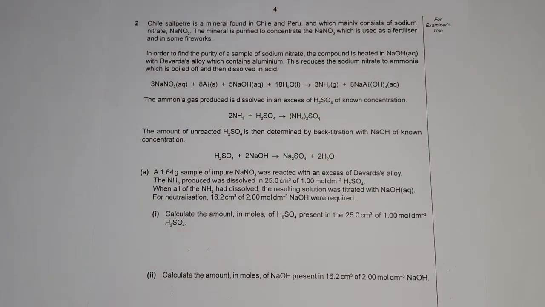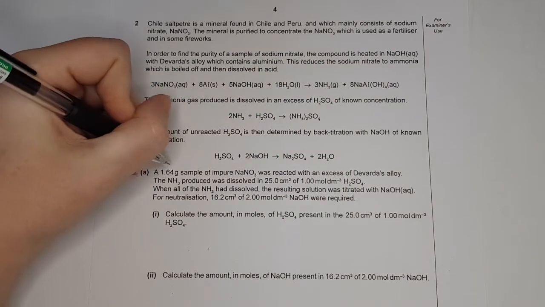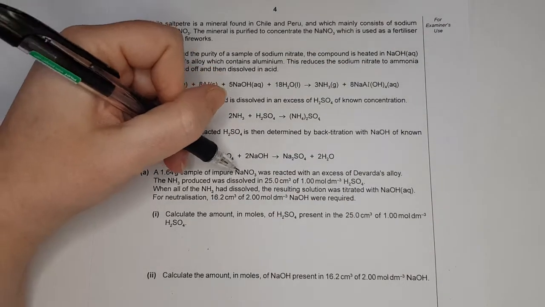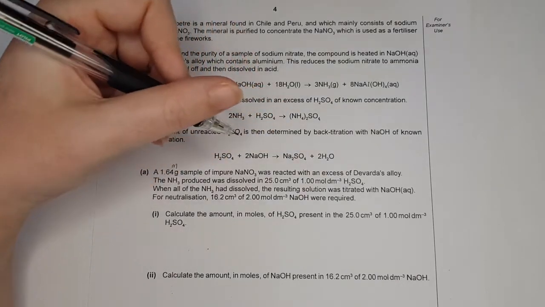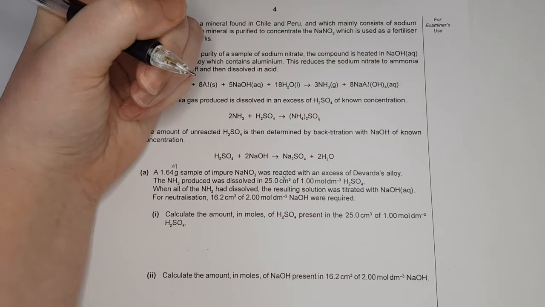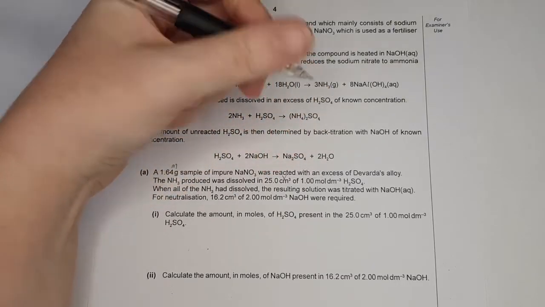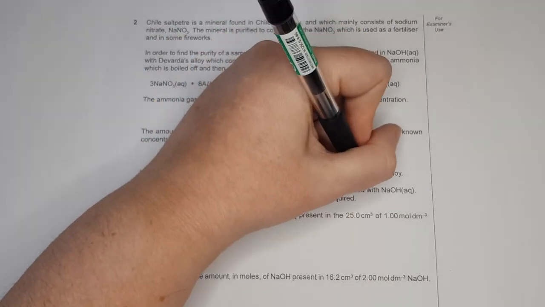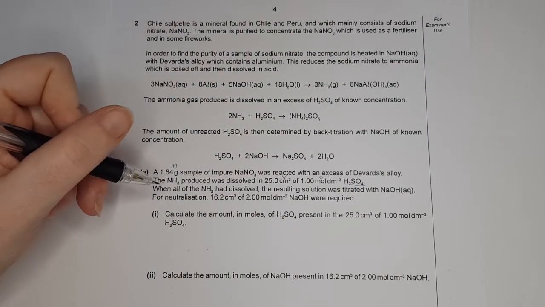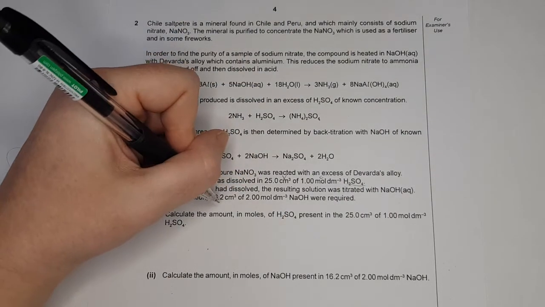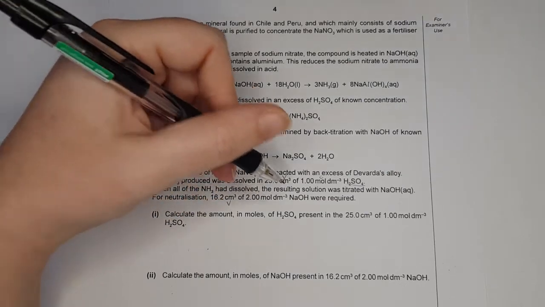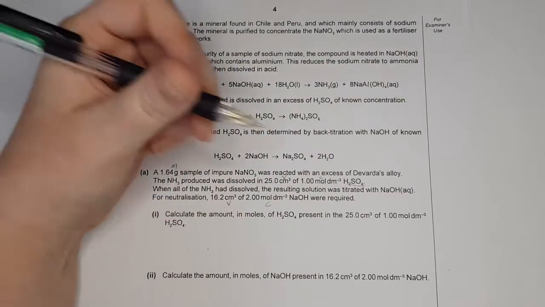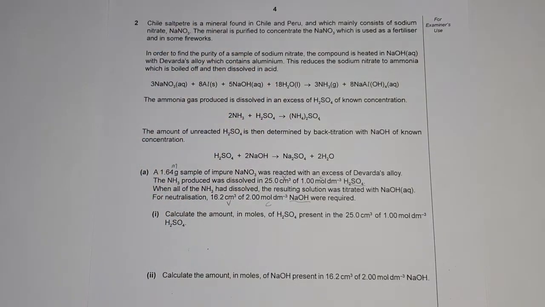So in that little bit of information, we have a mass in grams of our sodium nitrate. Then we have 25 centimeters cubed, so that's volume, of a 1 mole per decimeter cubed, which is concentration, of the H2SO4. Then we also have 16.2 centimeters cubed, which is volume, of the 2 mole per decimeter cubed, which is concentration, of the sodium hydroxide.